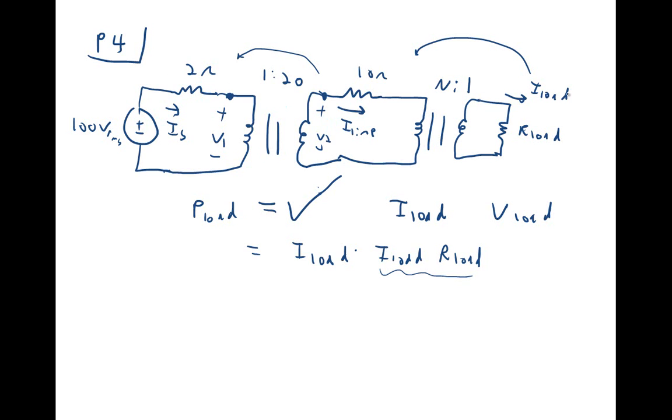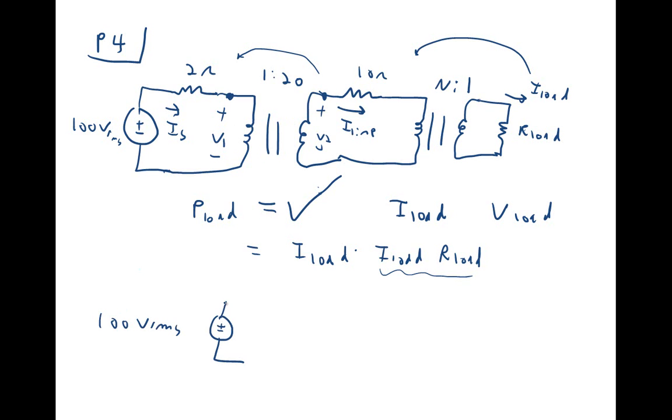And so anyway, we can take the load current that we know, reflect it across, get I line as a function of N, reflect it across, get IS as a function of N. So that's one way to get IS. But we also know that IS and VS have to be related by the impedance. And so another way I could get to IS is, here's my 100 volts RMS.